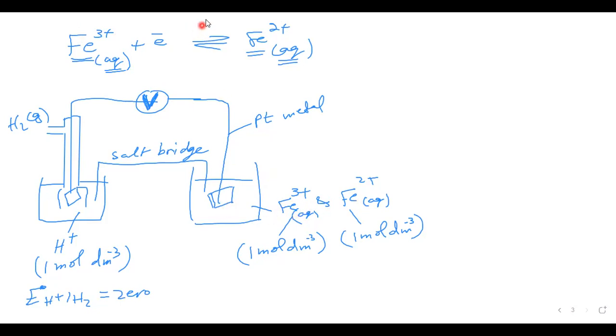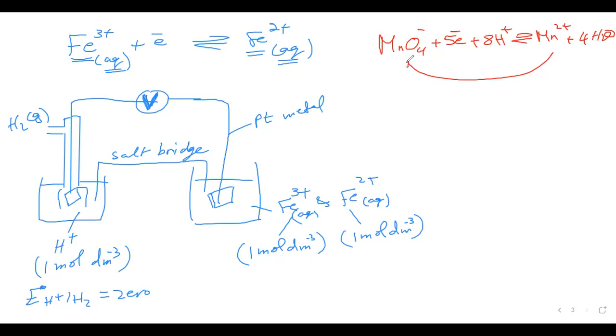Or else, if we have, for example, a system like this: manganate ions plus 5 electrons plus 8 protons gives Mn2+ plus 4 H2O. And we want to measure the potential difference between the manganate ions and the Mn2+ ions in this solution. So we will construct a system like this one.